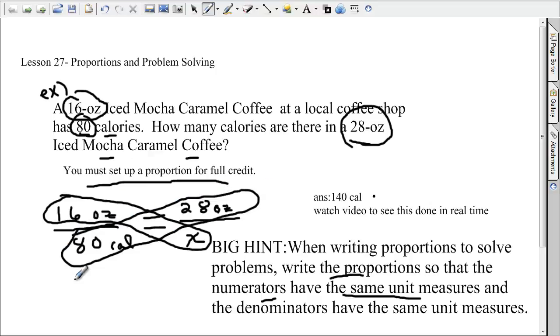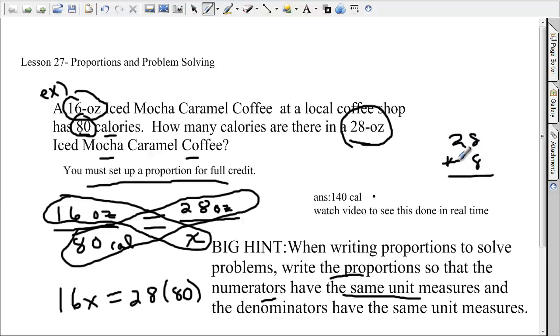And focus in on the numbers. Don't worry so much about the units right now. So just 16 times X is 16X. And set that equal to whatever 28 times 80 is. Now, if you're in a no calculator course, like my course, you would go off in the margin somewhere and figure that out. Just kind of go off on the margin of your paper.